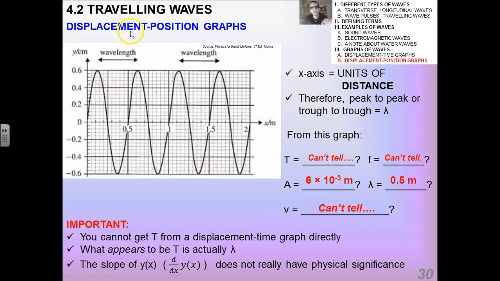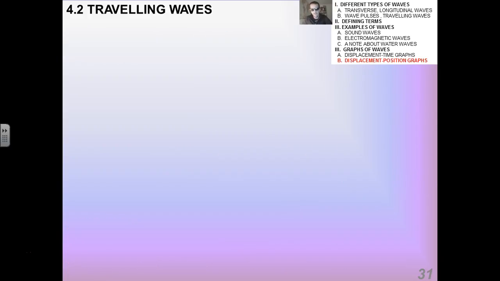Okay, so the important facts about displacement position graphs are as follows. Number 1, you can't get the period from this graph directly. You need to be told more information or have another graph, such as a displacement time graph. Number 2, what appears to be the period is actually the wavelength. And number 3, the slope of y of x, in this case, doesn't really have a physical significance. It is not the velocity. That only makes sense when you're differentiating the displacement graph with respect to t.